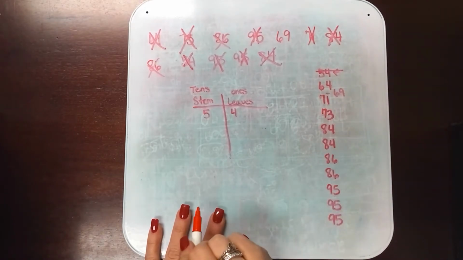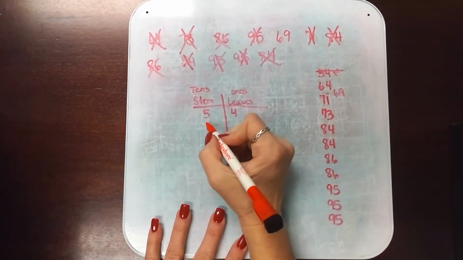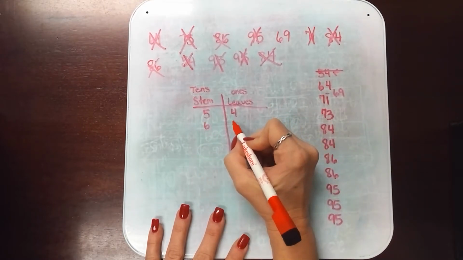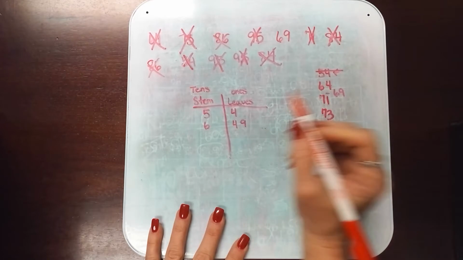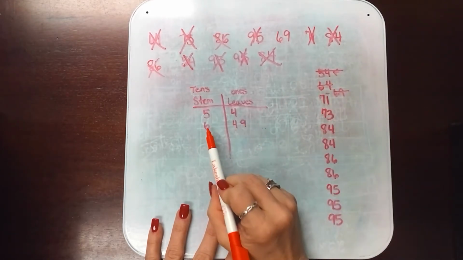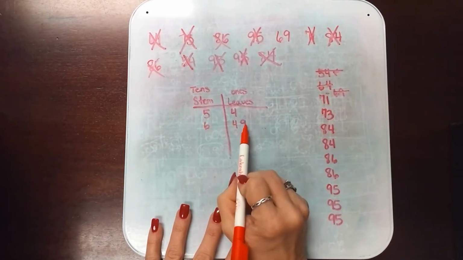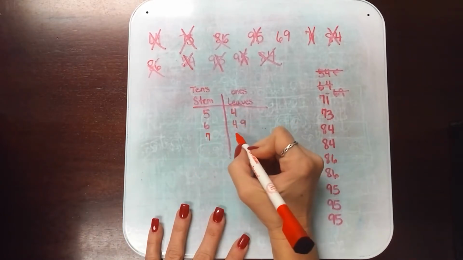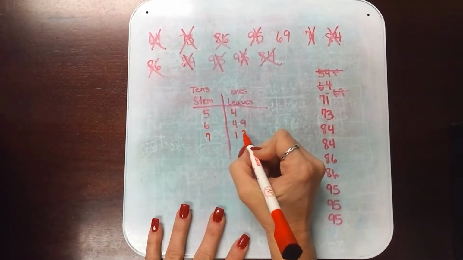I have two 60s, 64, 69. So my stem is 6. And then I'm going to do a 4 and a 9 as my leaves, because this represents 64 and 69. I have two 70s, 71 and 73.